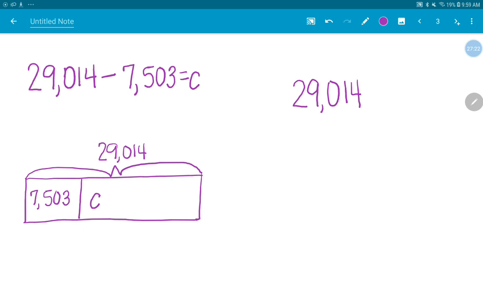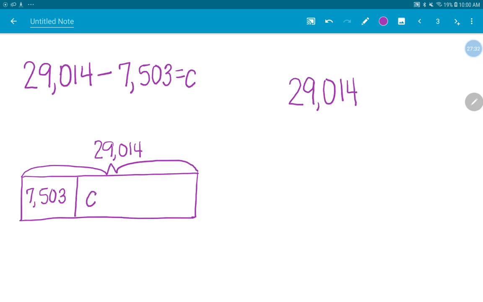So I have 4 ones, and I'm taking away how many ones? I'll take away 3, so that 3 has to be right underneath the 4 in the ones place value. I have 1 ten, and I'm taking away 0 tens. So I'm going to put the 0 right underneath the 1. I have 0 hundreds, and I'm taking away 5 hundreds. I'm going to put my 5 right under the 0.